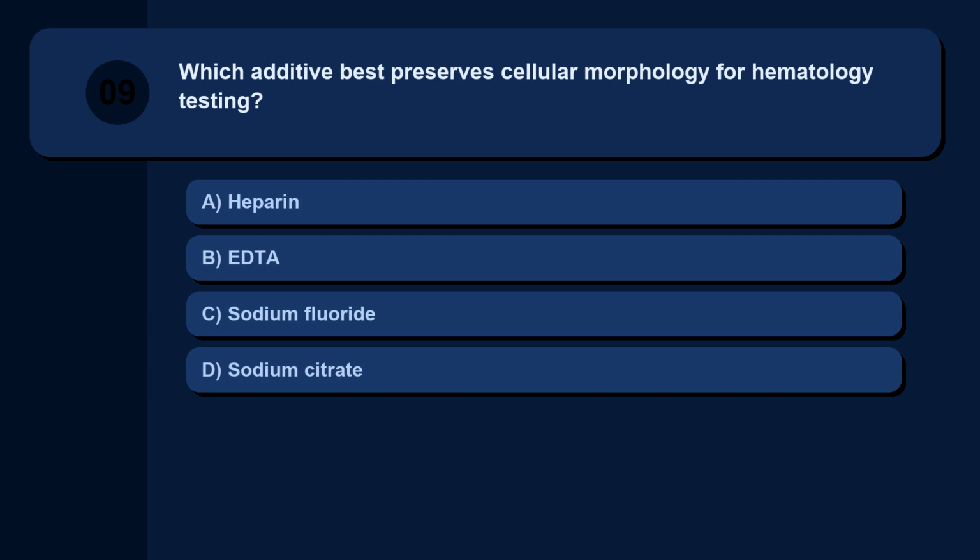Question 9. Which additive best preserves cellular morphology for hematology testing? Heparin, EDTA, sodium fluoride, sodium citrate. EDTA prevents clotting by binding calcium while maintaining red and white blood cell structure. This makes it essential for CBCs and differentials where cell shape and count accuracy are critical.